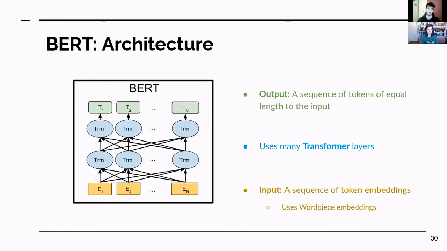Now, the way BERT's architecture works is that it uses many transformer layers stacked on top of each other. It takes as input a sequence of token embeddings that are transformed using WordPiece embeddings. And its output is a sequence of equal length to the input.